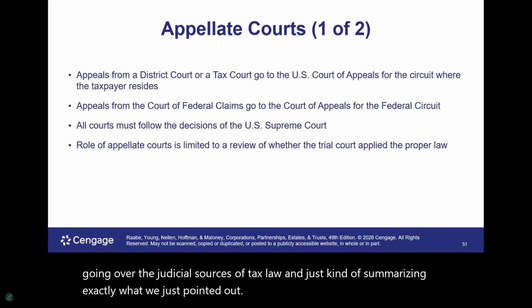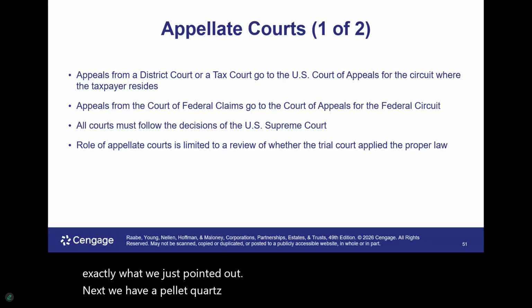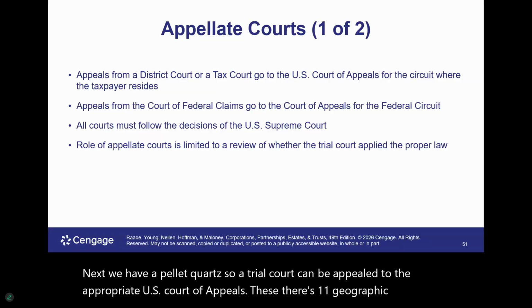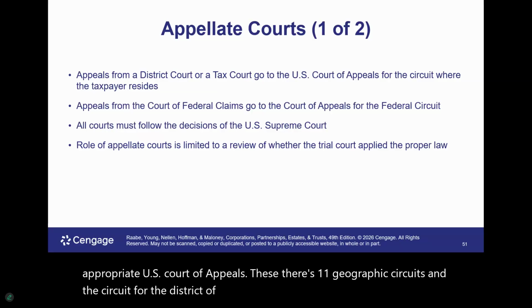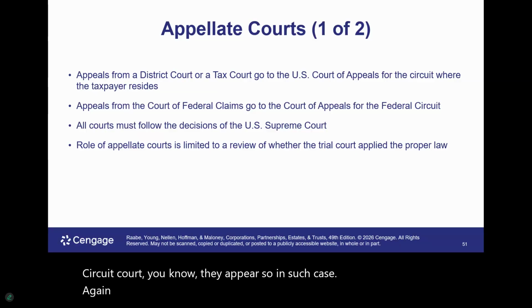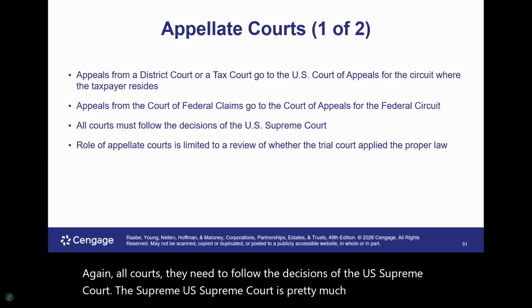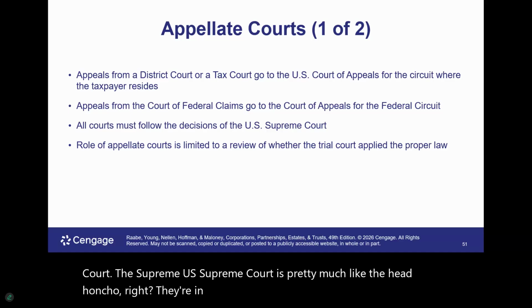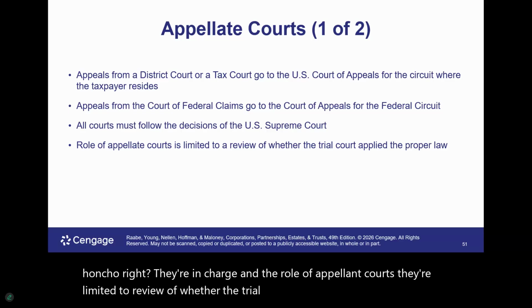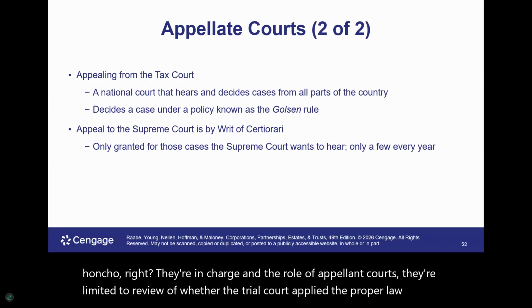Next, we have appellate courts. So a trial court can be appealed to the appropriate U.S. Court of Appeals. There's 11 geographic circuits, and the circuit for the District of Columbia, and the Federal Circuit Court, they appear. So in such case, again, all courts need to follow the decisions of the U.S. Supreme Court. The U.S. Supreme Court is pretty much like the head honcho, right? They're in charge. And the role of appellate courts is limited to review of whether the trial court applied the proper law.